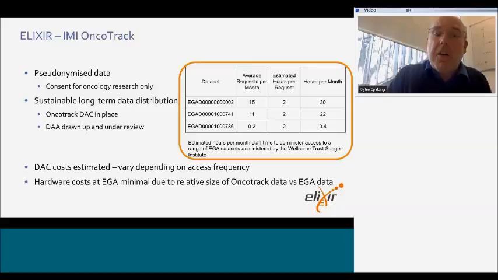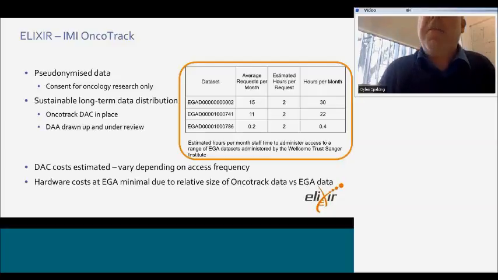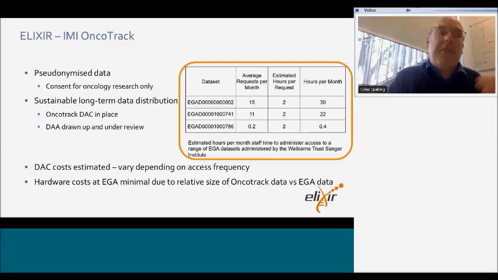In terms of hardware costs, at EGA we calculated these were minimal due to the relative size of the OncoTrack data to the EGA. The OncoTrack data is less than 1% of the size of the EGA currently, and OncoTrack are expecting to submit to us in 2018. Given the growth of data, it would be less than 0.5% of the size of the EGA by the time they submit. As time goes on, the proportion of data that's OncoTrack within EGA will be minimal. So those costs are very small indeed.